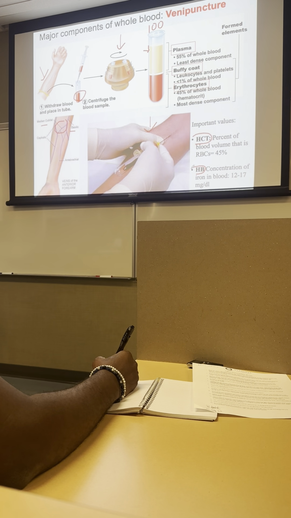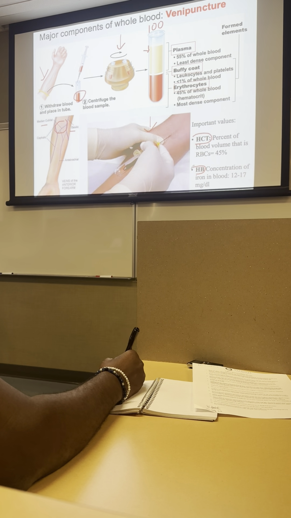What does that mean? Well, what does HCT mean? What is that? Hematocrit. What's hematocrit? The percent of whole blood that is RBC, right? Percent of whole blood that is RBC, which is usually 45%.